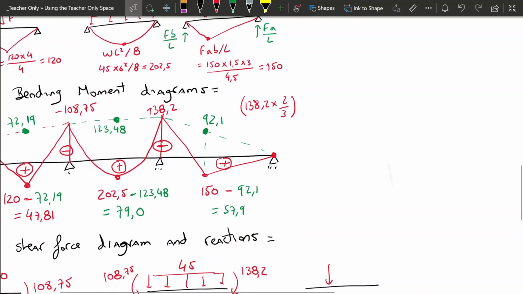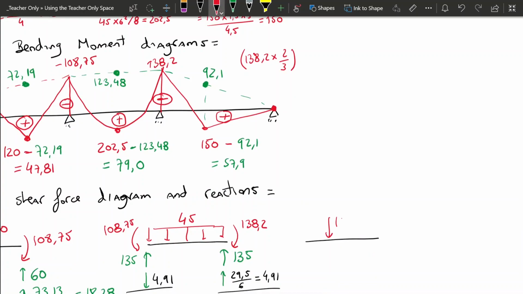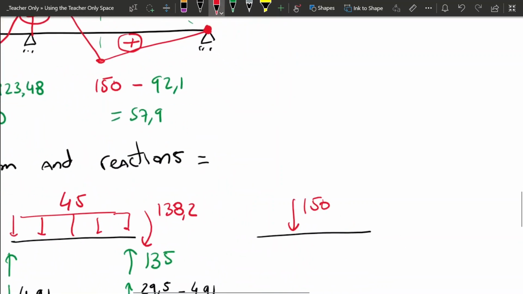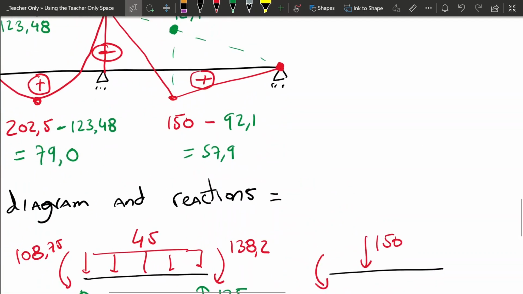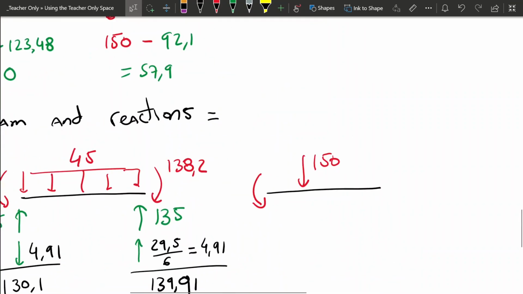This one has a load of 150, and again the distances are 1.5 and 3, and now the moments, we only have a moment on the left. This one is equal to 138.2, and on the right we have 0. So now we can get the two reactions just due to the 150.